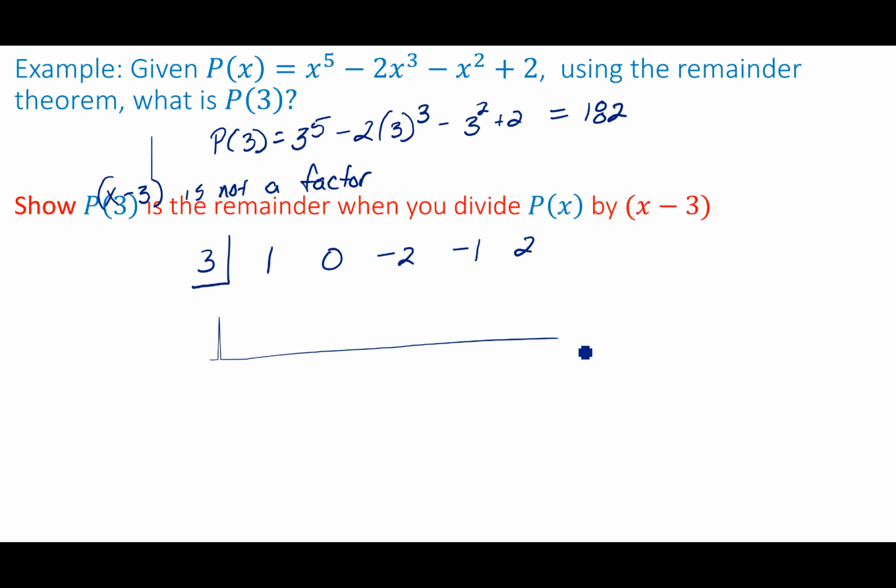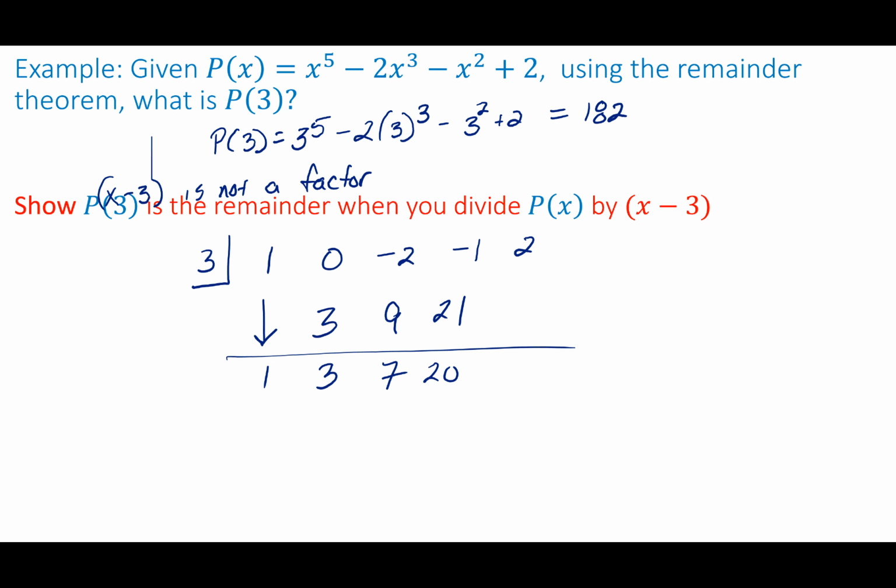So let's show that this is the remainder by using synthetic division. So if I bring the 1 down, times 3 is 3. I add those together, I get 3. 3 times 3 is 9. Negative 2 plus 9, 7. 7 times 3 is 21. Minus 1 is 20. Ooh. I made a mistake. What mistake did I make?